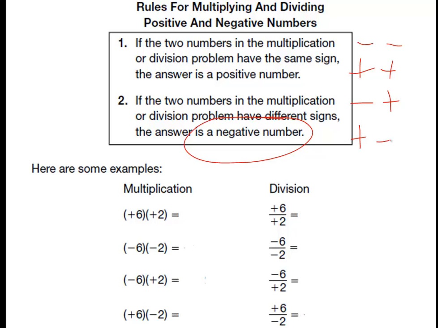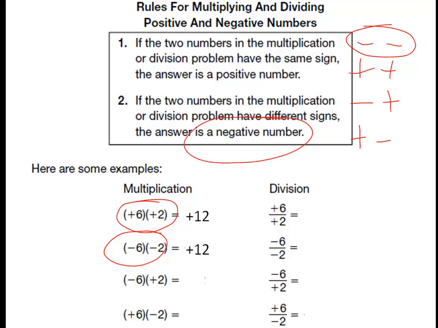So let's look at this first one. What is positive 6 times a positive 2? That's positive 12, because two positives make a positive, and you know that 6 times 2 is 12. So what is negative 6 times negative 2? Is that going to be positive or negative? Both the signs are the same. If you come up here, you can see they're both the same. So it's going to be positive 12.